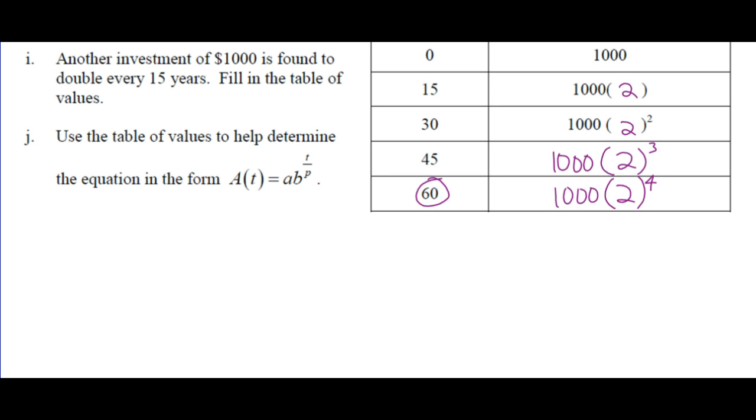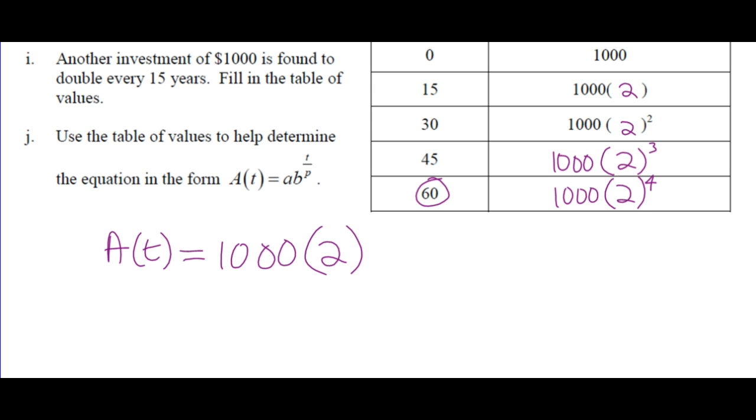Use it to write the equation in the form. So A of t is, so our initial value 1,000, right? And that just comes from the graph. It's the y-intercept. The doubling, the b, because it's doubling. Okay, t is time in years. So what do we have to do with the time in years so that when it's 60 years, we get.